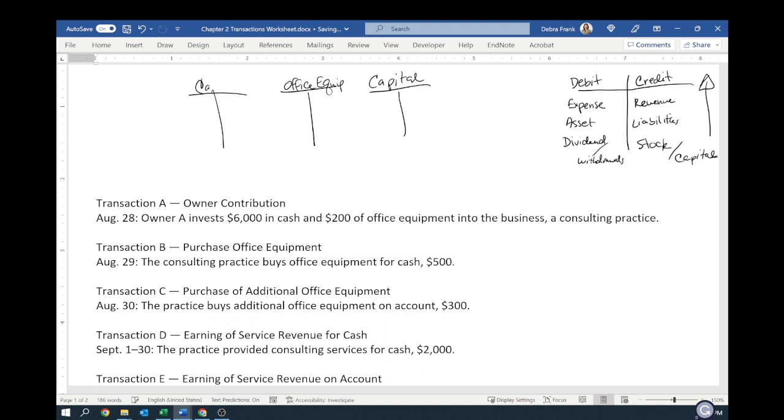And then we had cash. Cash is probably going to be one we'll do a lot of, so we'll make that. All right, so we had cash. Cash, what type of account is cash? Well, it's an asset. And is cash going up? Yep, we're getting 6,000. The business has 6,000 now in cash, so it's increasing.